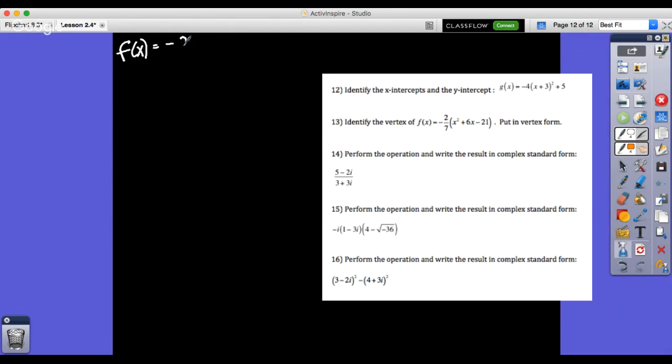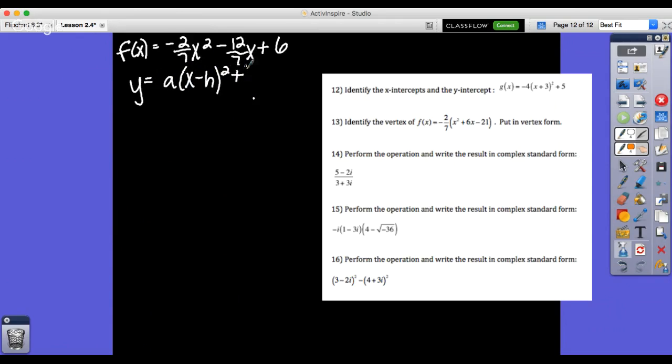First thing though is I would multiply -2/7 across. So I would say f of x equals -2/7 x squared minus, what is that, 12/7? X. And then what would that -2/7 times -21 be? 42/7, which is 6. Great, good. Plus 6. That's exactly right. So now we've got our equation for our vertex.